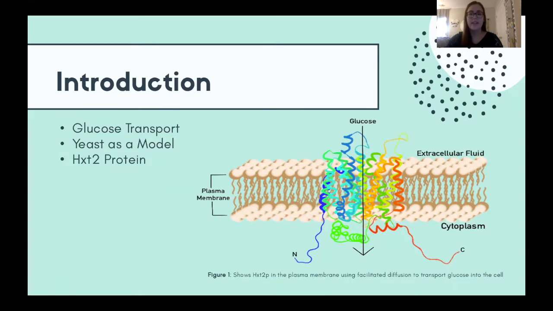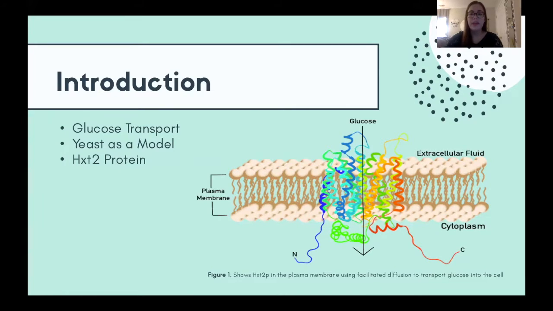So why yeast? The answer to this is actually pretty simple. Yeast shares many similar components and pathways for glucose sensing and signaling with its mammalian counterparts. Yeast HXTs are also homologous to human glucose transporter proteins, also known as GLUTs, making it a good model system.